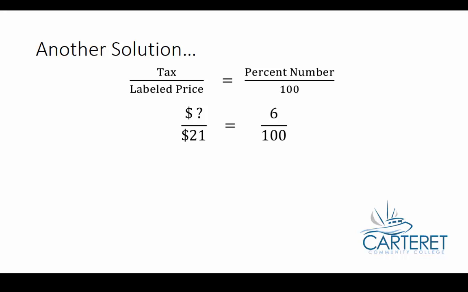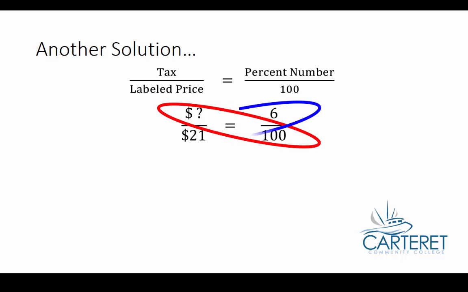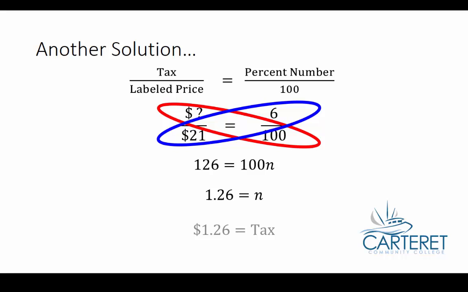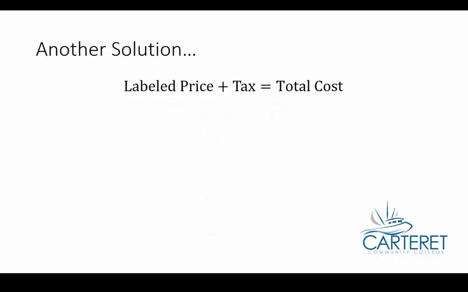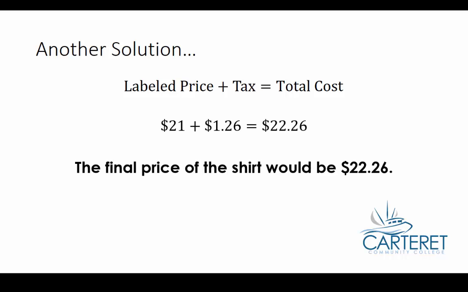The tax represented as a percentage would be 6%. Cross multiply in order to set up our simple one-step equation, and divide through by the coefficient in front of n. Always remember what we solved for. In this case, $1.26 represents the taxed amount. Remember, in order to find the total cost of the item, we need to take into account the labeled price as well as the tax. We arrive at the same solution. The final price of the shirt would be $22.26.